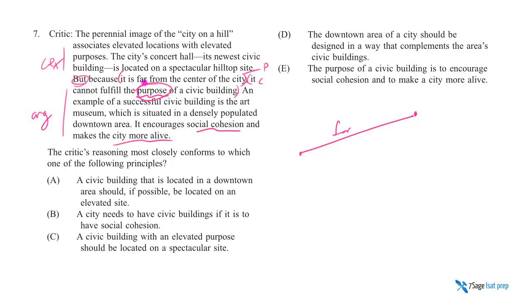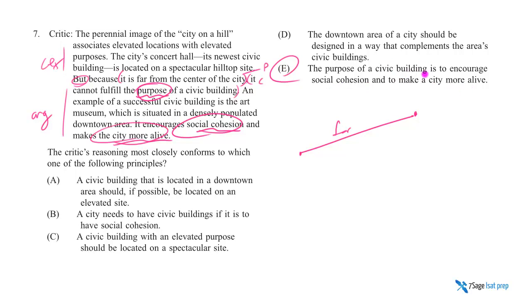But if you just think about what the meaning of the words here are, instead of just focusing on the formal aspects of the language, think about the meaning. We're talking about civic buildings, we're talking about fulfilling purpose. It's probably not just being close. These two things sound more purposeful. So that's why E is right. The purpose of a civic building is to encourage social cohesion and make the city more alive.